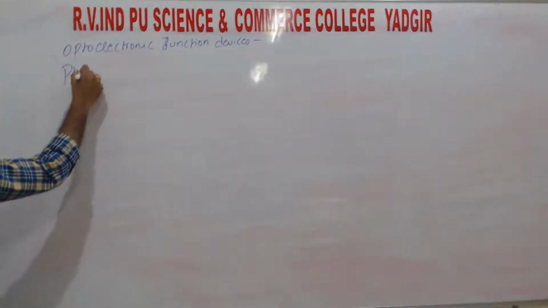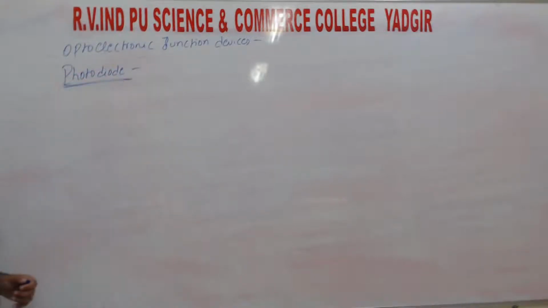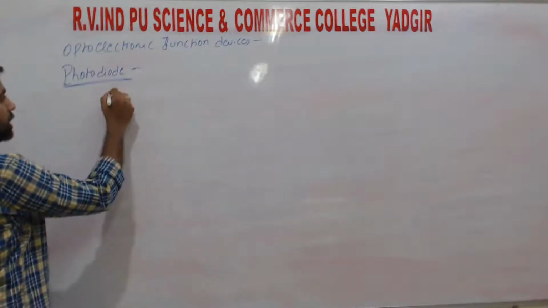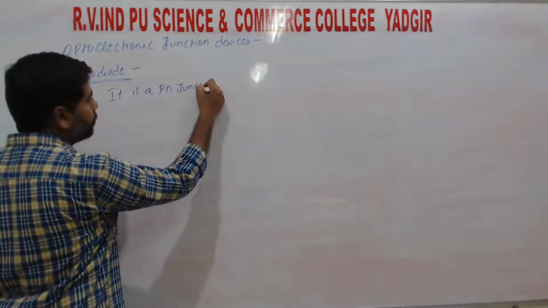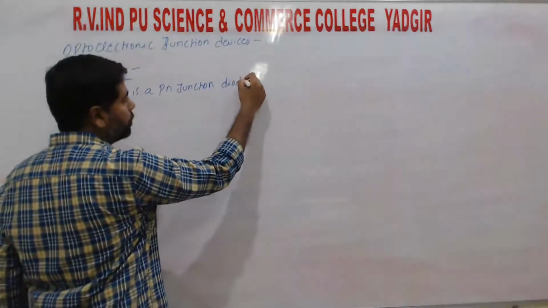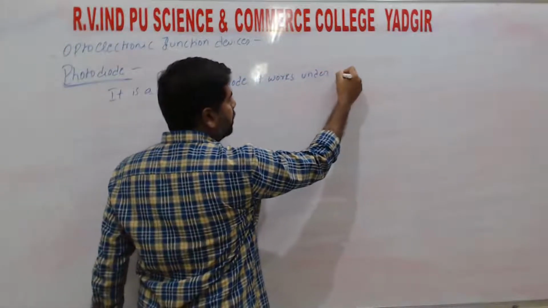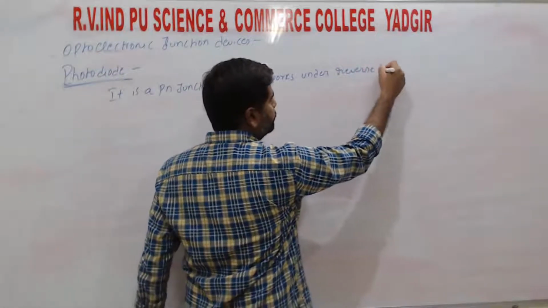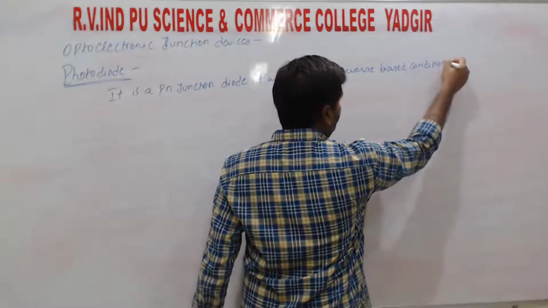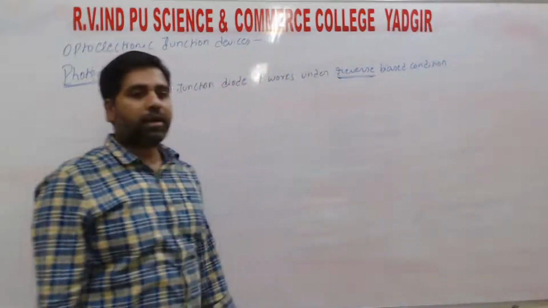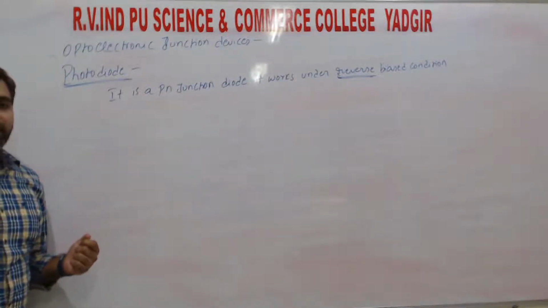The second one is the photodiode. It is also a PN junction diode. It works under the reverse biased condition, right? So this is also a PN junction diode, and it works under reverse biased condition.